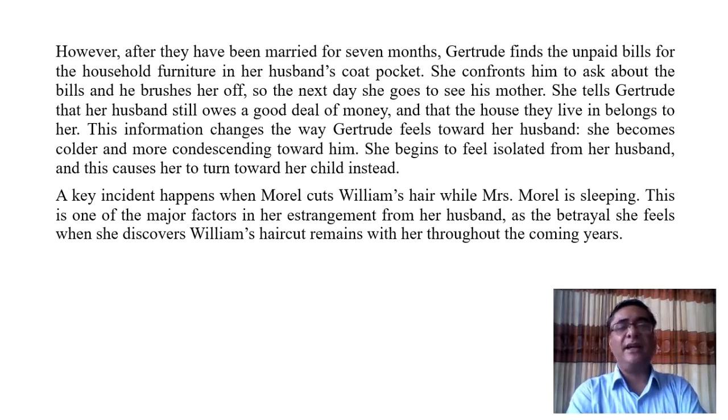A key incident happens when Morel cuts William's hair while Mrs. Morel is sleeping. This is one of the major factors in her estrangement from her husband, as the betrayal she feels when she discovers William's haircut remains with her throughout the coming years. Now, what happens is that one day when Mrs. Morel was sleeping, Mr. Morel cuts the hair of William, and the mother cannot tolerate it.